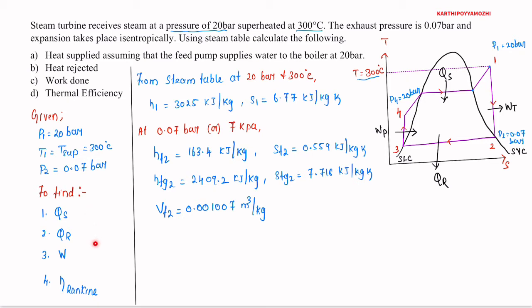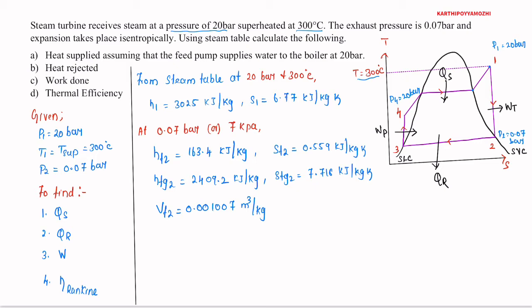The properties are noted from the steam table at pressure 20 bar at 300 degrees Celsius and at 0.07 bar, which is nothing but 7 kilopascal. And I have found the values of enthalpy and entropy from the steam table. With this, we have to find the heat supplied, heat rejected, work done, and the efficiency of the Rankine cycle.